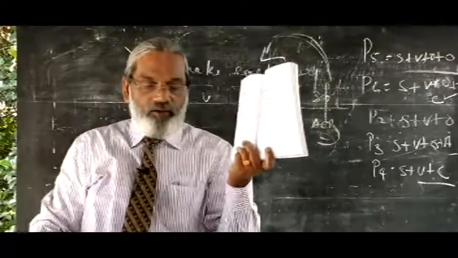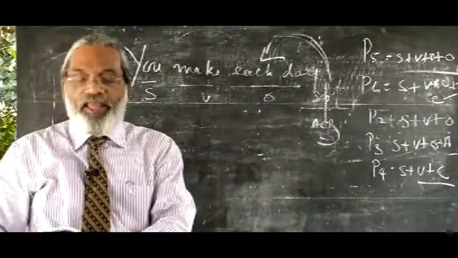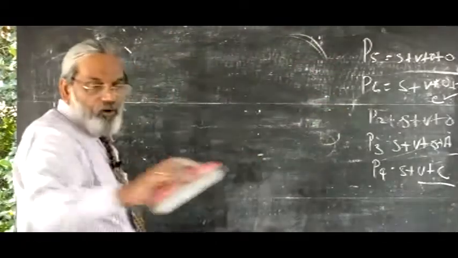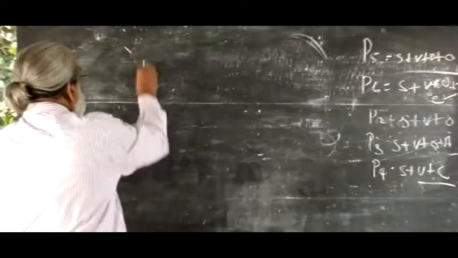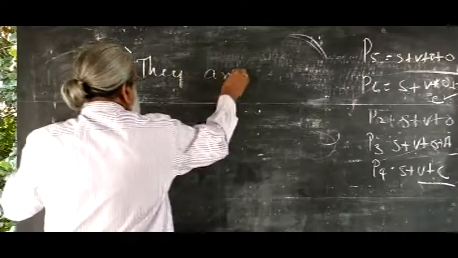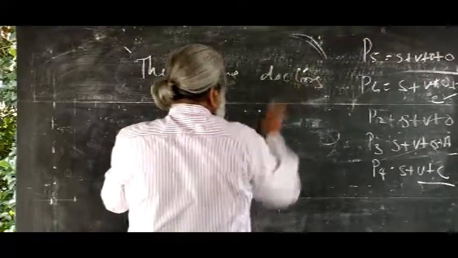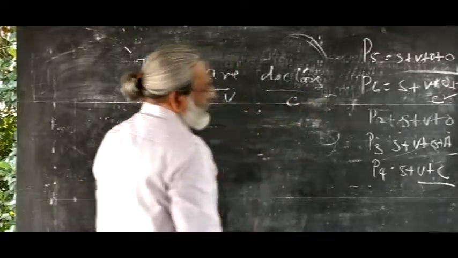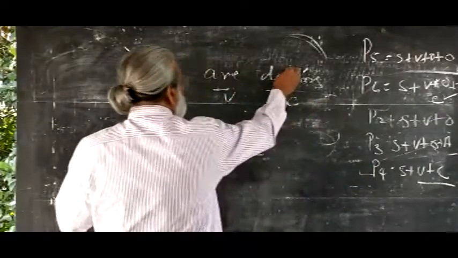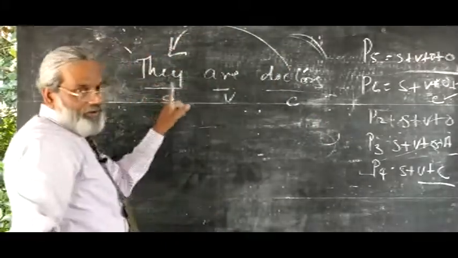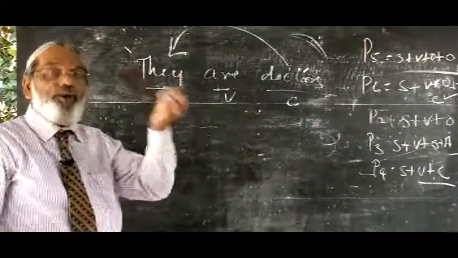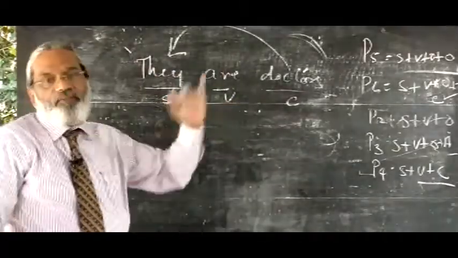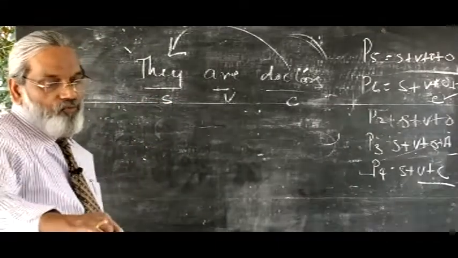You work hard. I'll give you one. The first one: they are doctors. How? Look here. They are doctors. Which pattern? They is subject, are is verb, then C. S plus V plus C, pattern number 4. Because these people are doctors, qualified. Doctors, though a noun appearing there, refers to the quality of the subject, they.